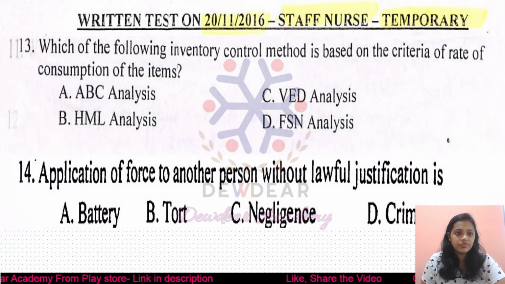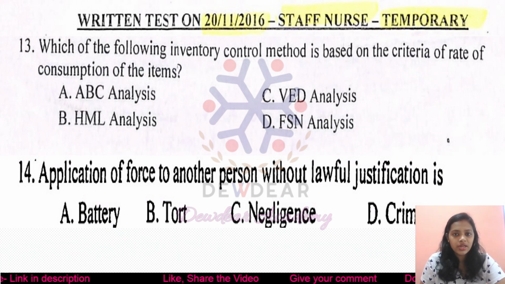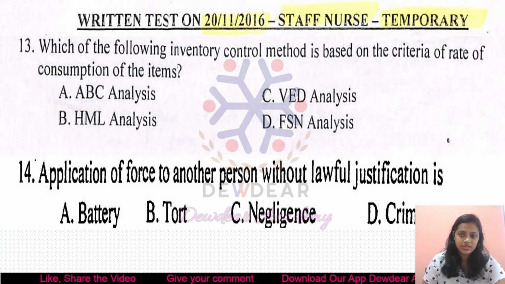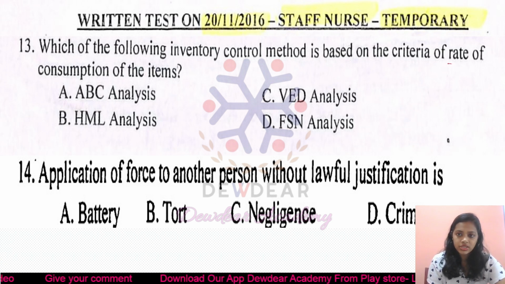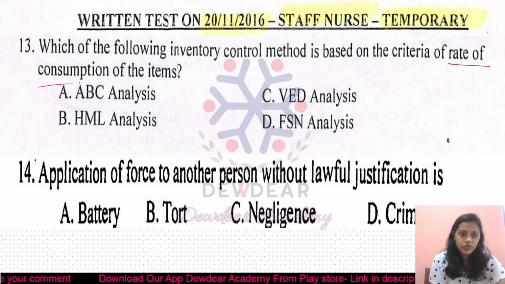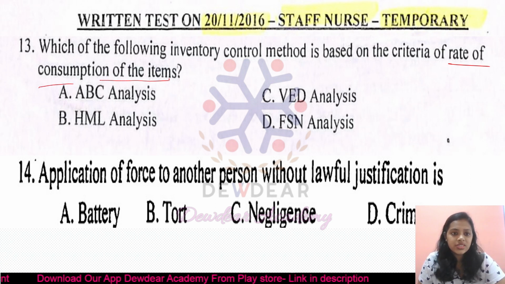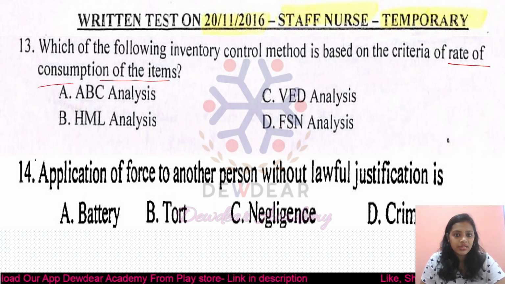The next question. Question number 13. Which of the following inventory control methods is based on the criteria of rate of consumption of the items? Options are ABC analysis, HML analysis, VED analysis and FSN analysis.